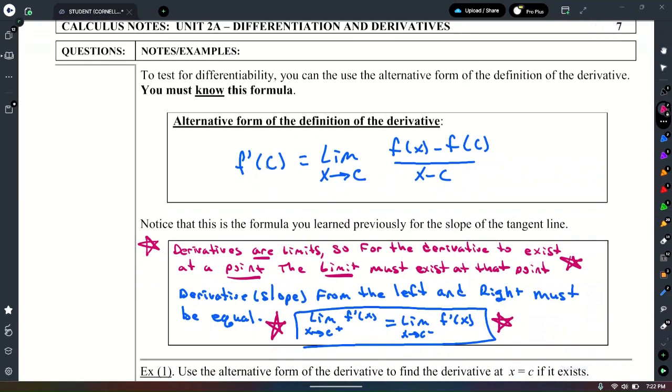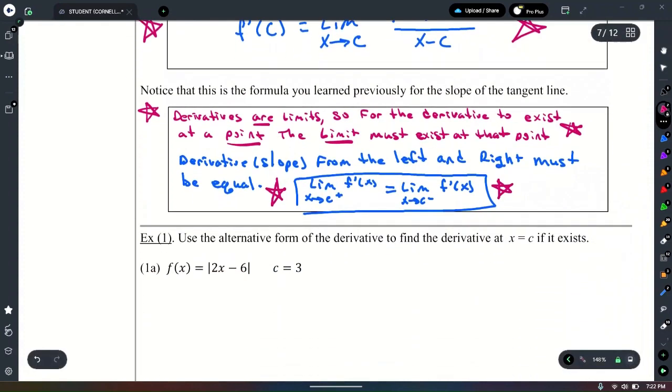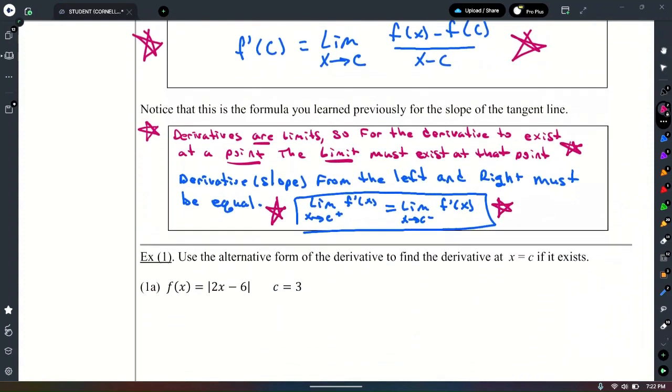We have this alternative form of the definition of the derivative, and this is on your formula sheet. You must know it. You just have to know this thing. One of the things that this formula is going to allow us to do is test for differentiability. Because we're trying to find the derivative at a point, c is some point, some x value, this allows us to test from the left and the right and figure out if the derivative exists or not. And we've learned this formula before, and we use it for the slope of the tangent line.